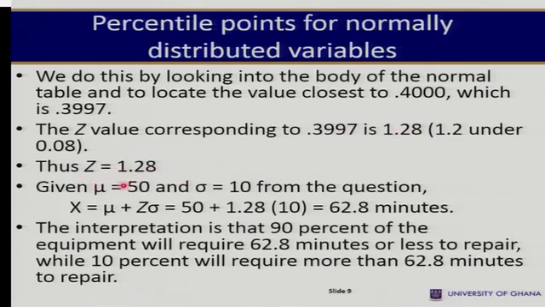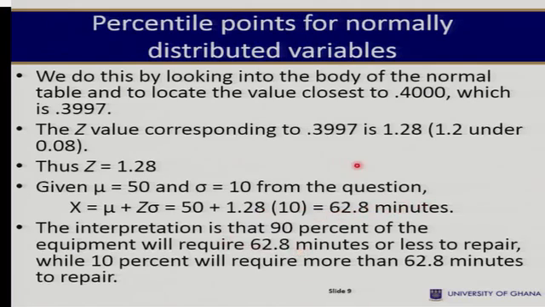So given that our mu is 50 and our sigma is 10, to calculate the equipment repair time at the 90th percentile, it's a matter of substituting these values into this formula. Because we know our mu is 50, our z is 1.28, our sigma is 10. So 50 plus 1.28 times 10 gives us 62.8 minutes.